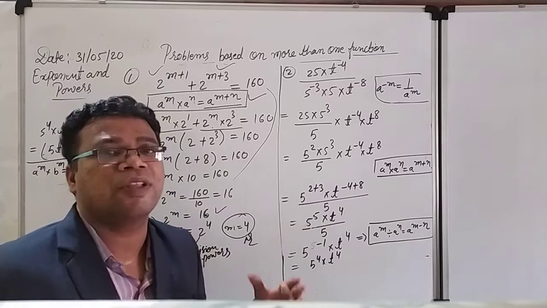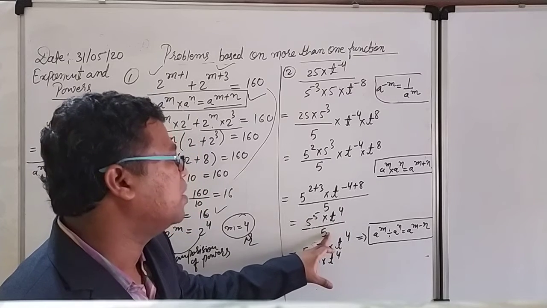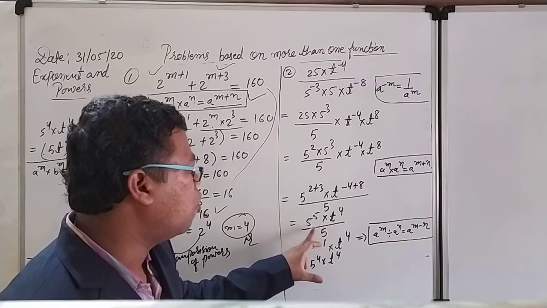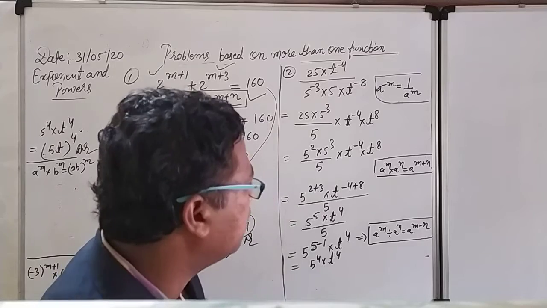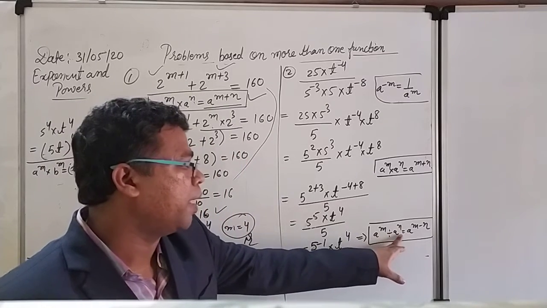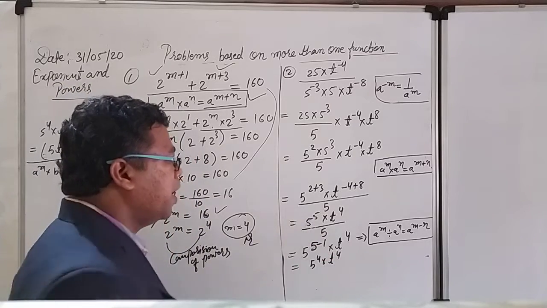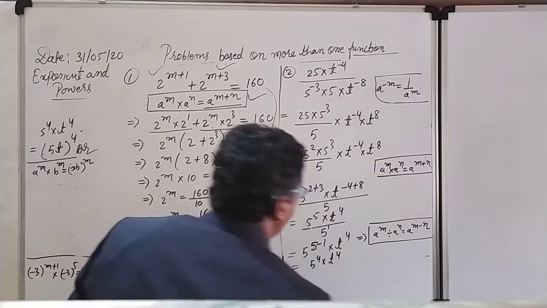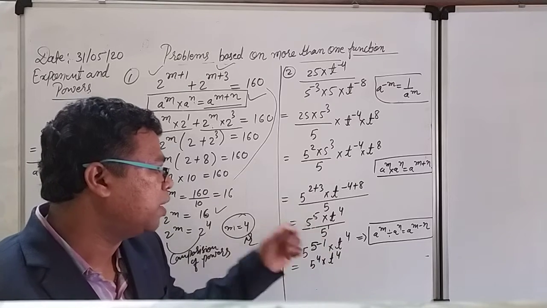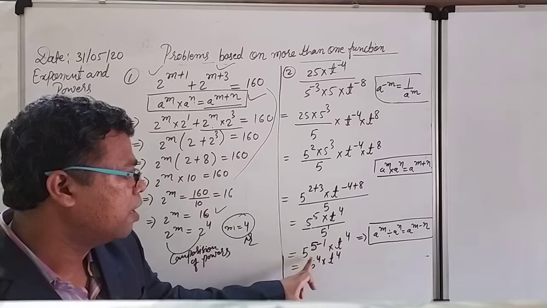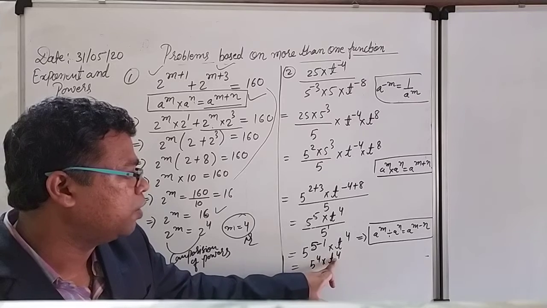That t to the power 4 is final. The variable part has already been solved. Only the case of 5 to the power 5 upon 5 remains. Both have a common base, and they are in the form of division. So the division rule comes here: a to the power m divided by a to the power n is equal to a to the power m minus n. Here no power is written, so you can assume that if only 5 is there, it is 5 to the power 1. So by the division rule, subtraction of the exponents, 5 to the power 5 minus 1. Finally it gives me 5 to the power 4 into t to the power 4.